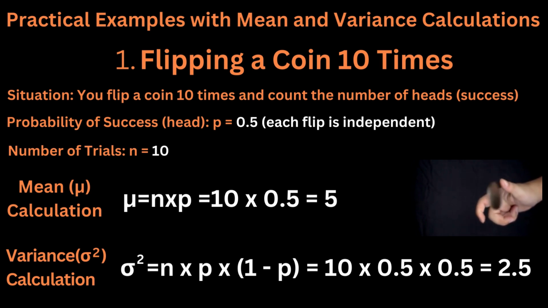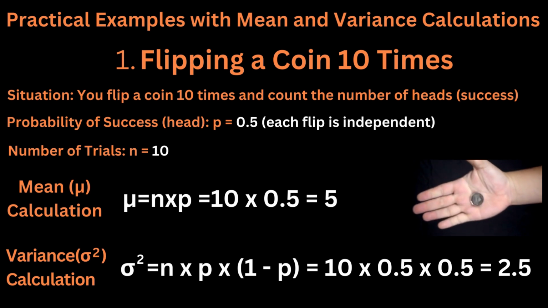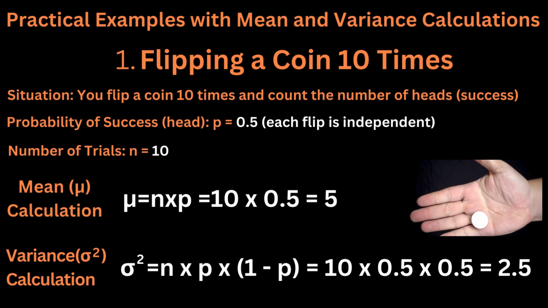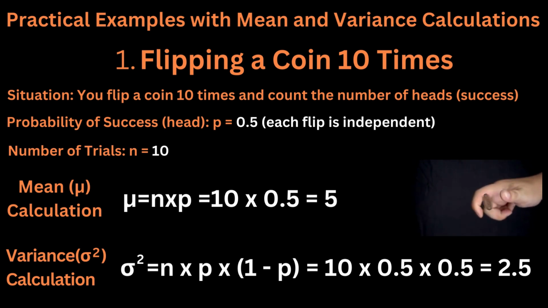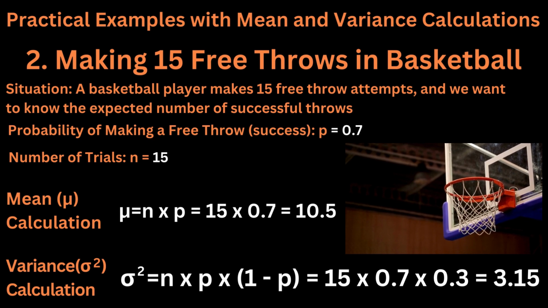So the mean will be n multiplied by p. So here 10 multiplied by 0.5, which is 5. The variance is n multiplied by p multiplied by 1 minus p, equal to 10 multiplied by 0.5 multiplied by 0.5, equal to 2.5, right?